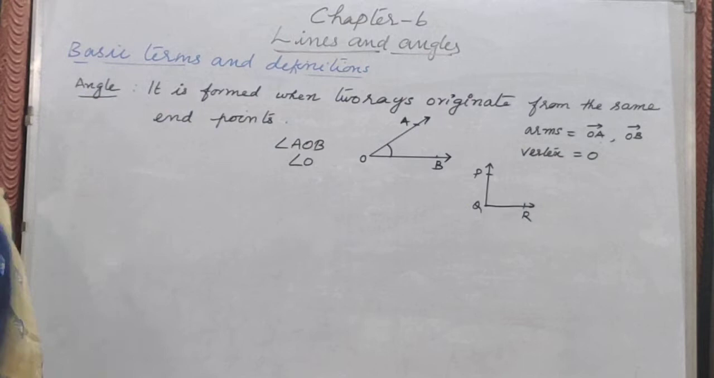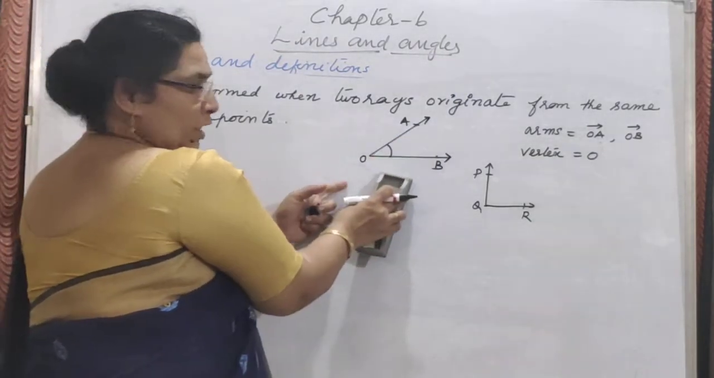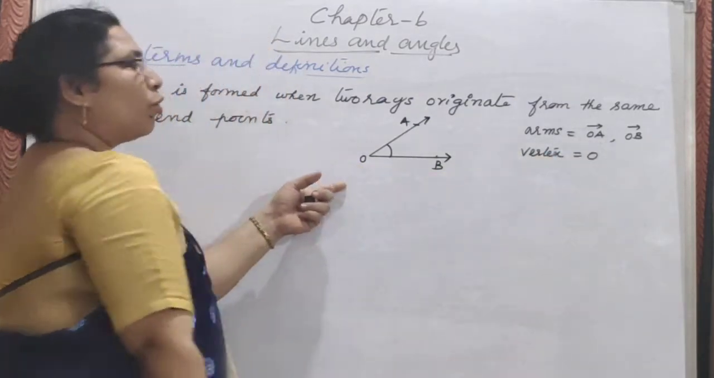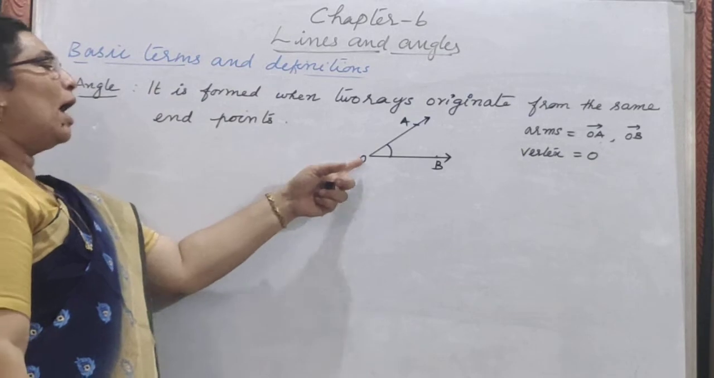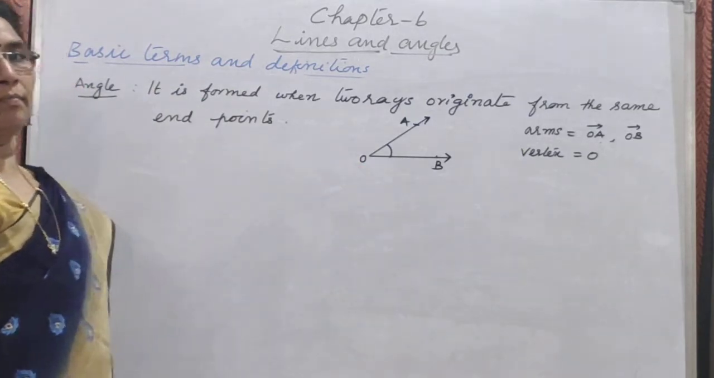So what is the definition of an angle? Angle is formed when two rays originate from the same endpoint. So here, angle AOB is the diagram, where ray OA and ray OB are called the arms of the angle, and O is called the vertex of the angle.